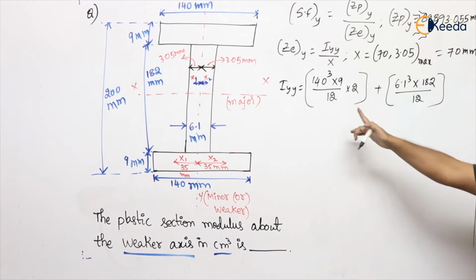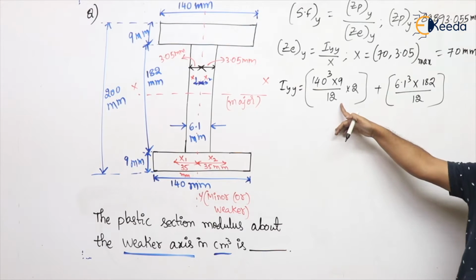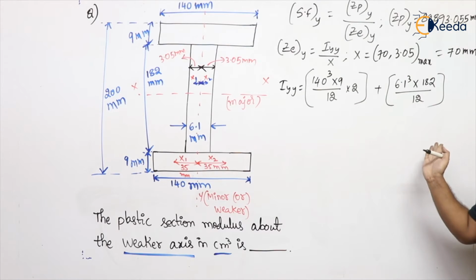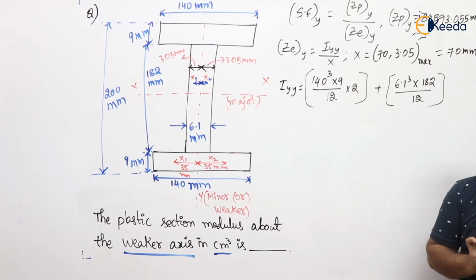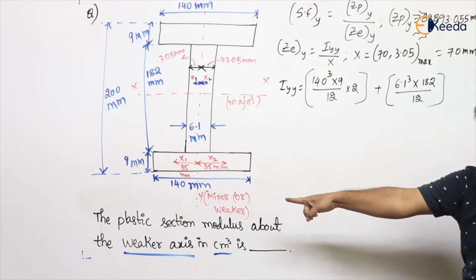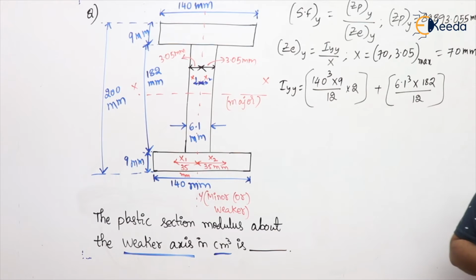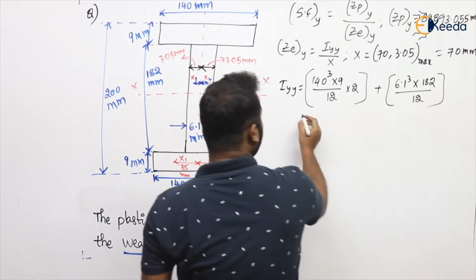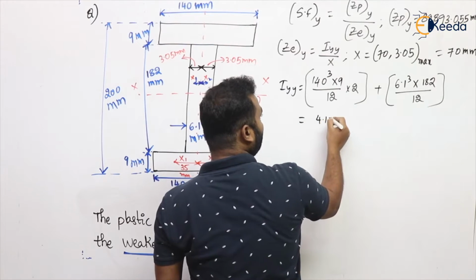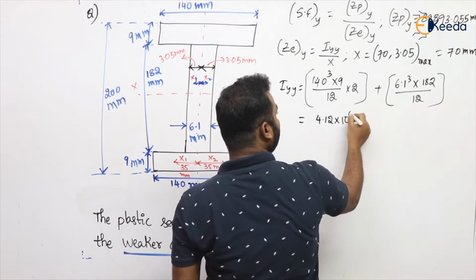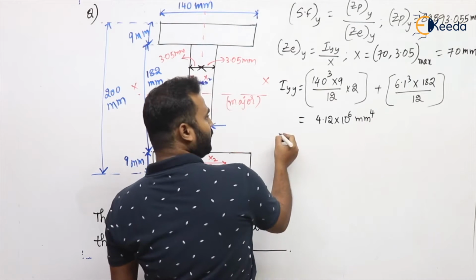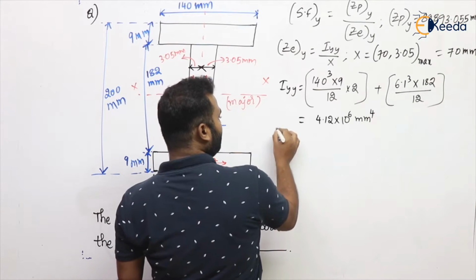So this is the moment of inertia for two horizontal rectangles, and this is the moment of inertia for one vertical rectangle. Summing up these two, we'll get the moment of inertia for the I section along the y axis, or minor or weaker axis. Upon simplifying, we'll get I as 4.12 into 10 to the power 6 mm to the power 4.